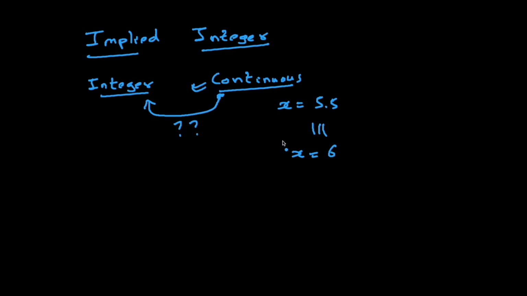So that's another way of calling something an implied integer variable. Okay, so this is what we are actually interested in looking at. So they have implications in terms of the way we branch, right?